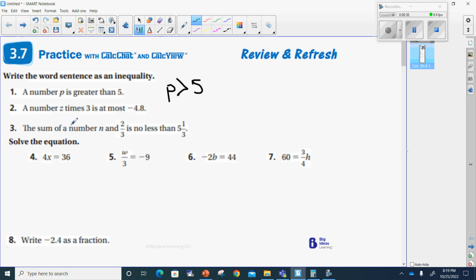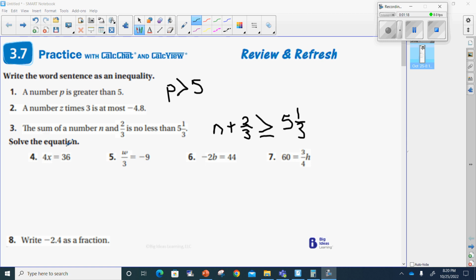The sum of a number n, well, that means some number, so that's the number, right? And 2/3, so we're going to add n to 2/3. It's the sum, so it's an addition problem. Is no less than 5 1/3. So over here we're going to have 5 1/3. So that means it could equal 5 1/3, but it could be no less than. So it could be bigger than or equal to 5 1/3.